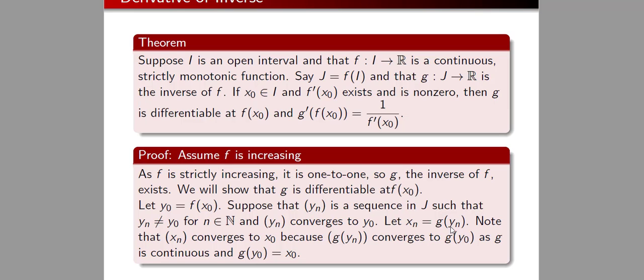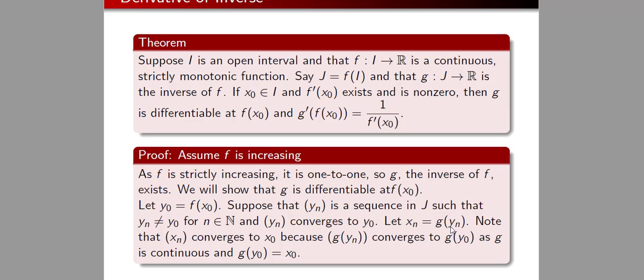As f is strictly increasing, it's 1 to 1. So g, the inverse of f, exists. Okay, we will show that g is differentiable at f of x naught. Let y naught be equal to f of x naught, and suppose that yn is a sequence in J such that yn does not equal y naught for any natural number n, and that the sequence yn converges to y naught.